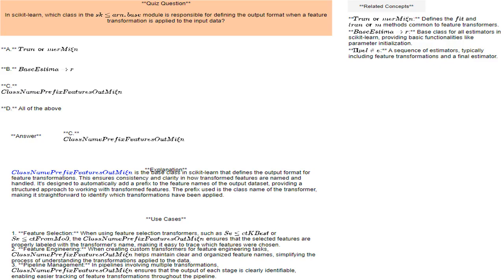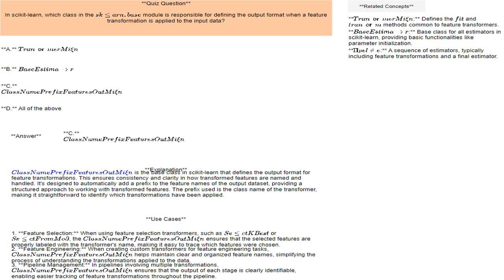In scikit-learn, which class in the sklearn base module is responsible for defining the output format when a feature transformation is applied to the input data? A. Transformer mixin. B. Base estimator. C. Class name prefix features out mixin. D. All of the above.